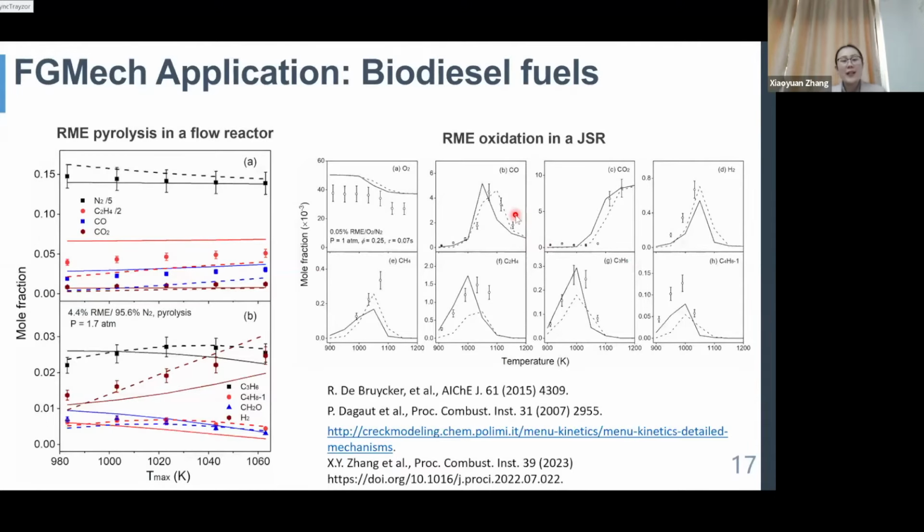Well, we also validated the biodiesel FGMAC model. This is for rapeseed oil. This is for the pyrolysis data in a flow reactor, and this is the rapeseed oil oxidation in a JSR. The solid line represents the present FGMAC model, and the dashed line represents the detailed model from literature. As we can see, the present model can better predict the experimental data.